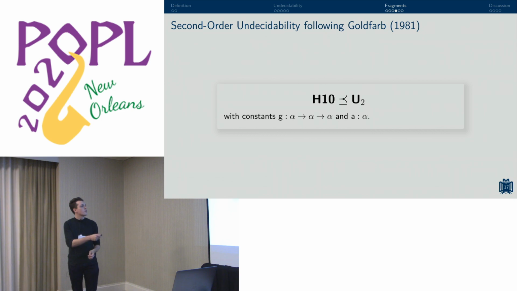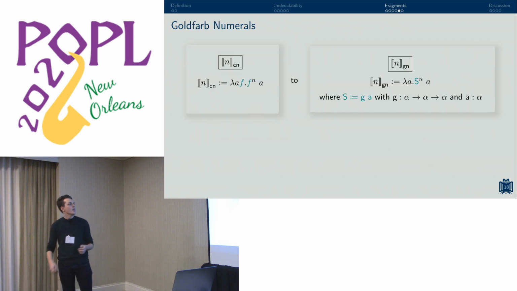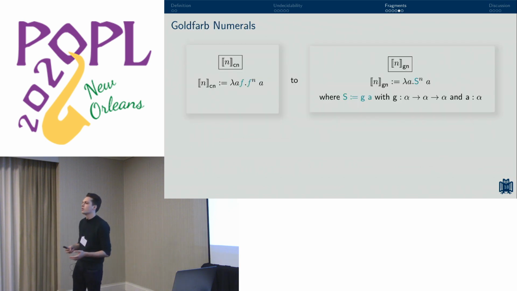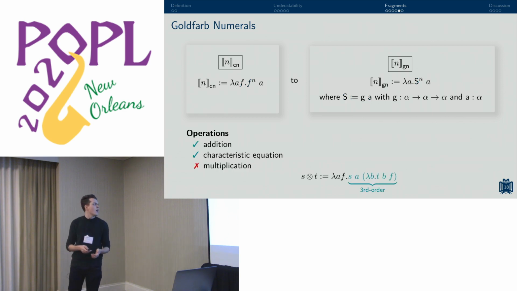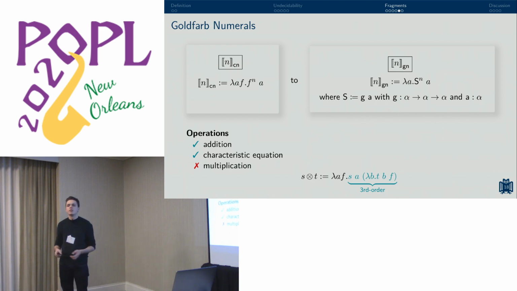And we do this now following Goldfarb, where we now need constants G and A of these types. And the reduction is basically the same as the one I've already shown you. But instead of Church numerals, we use what we dub Goldfarb numerals. So where the function that is iterated is fixed to the constant G applied to A. Now, if we do this, basically everything works out except for multiplication. So addition and the characteristic equation, they carry over very nicely. But for multiplication, we have this inherently third order definition for Church numerals. And they don't work anymore with our new representation.